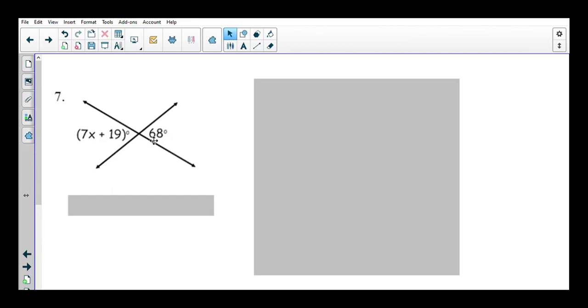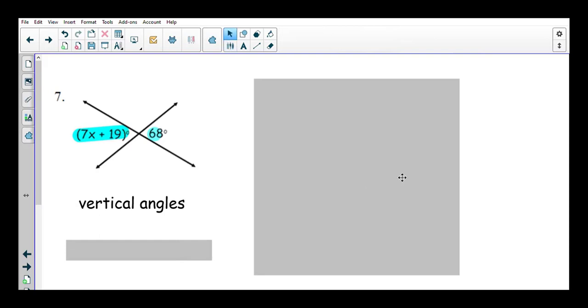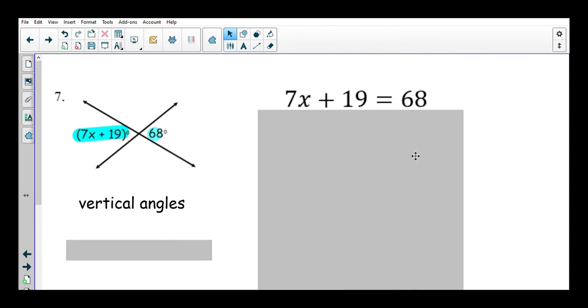It may not have been something that you learned completely virtual, but looking at this, what I know about these two angles is that they are vertical angles. So we've got those two intersecting lines. So these two angles are vertical angles, which means they're congruent to each other. So what I can do is I can set 7x plus 19 equal to 68.